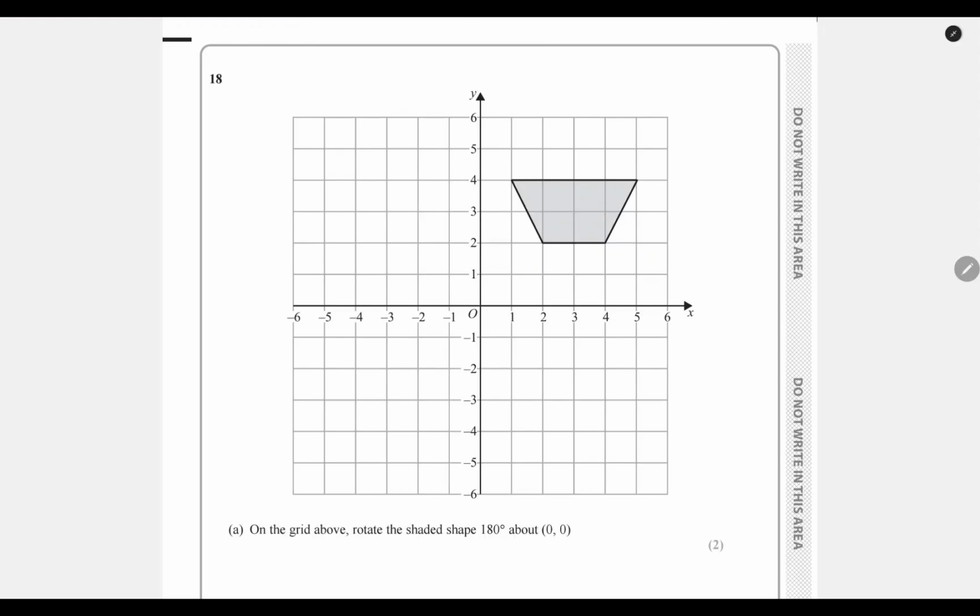Question 18 says, on the grid above, rotate this shape 180 degrees about 0, 0. Now, if we think about this, rotating something 180 degrees is just flipping it or doing the mirror image. And so our new image is going to look something like this. And our center is 0, 0.